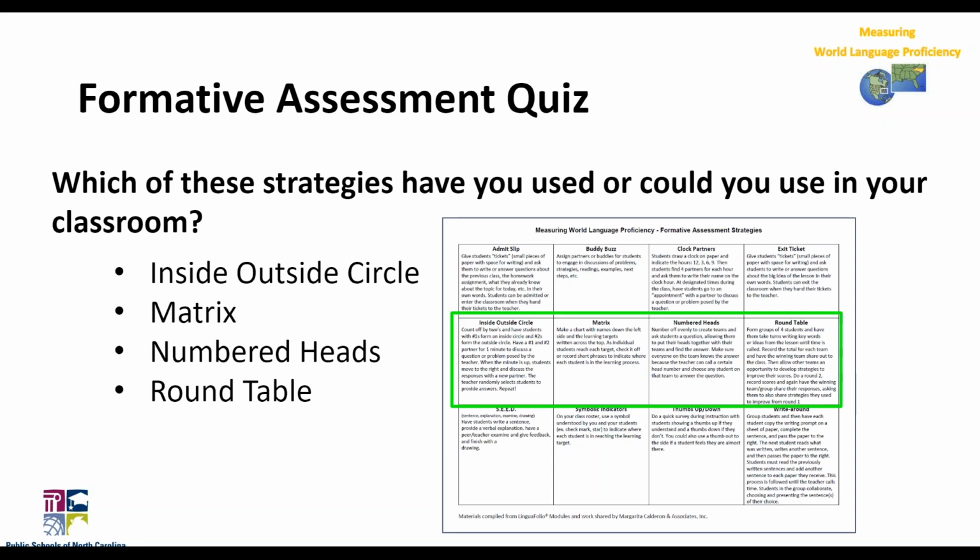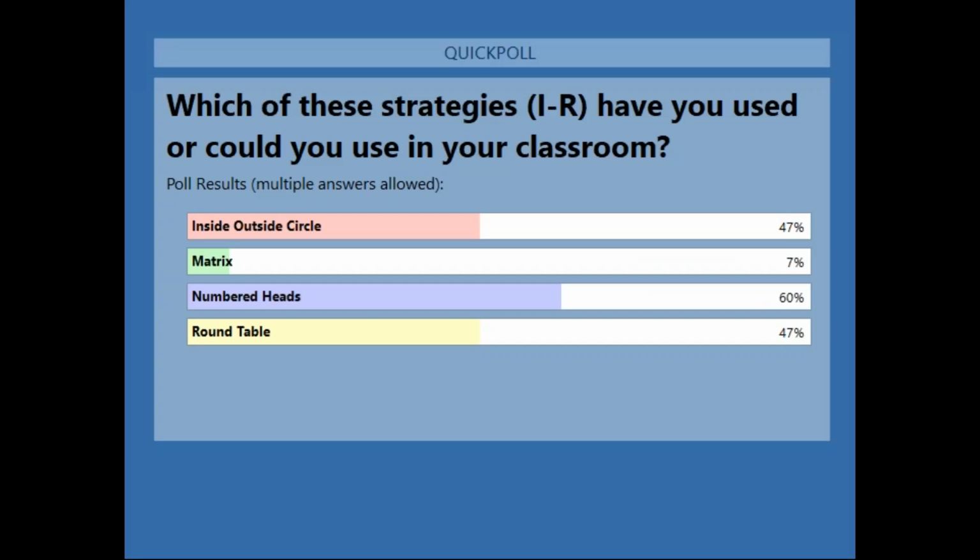Oh, I apologize. I accidentally closed the poll before I was ready to. I was going to give a bit more time, but it looks like a majority have already voted. So let me share with you what the results were. For these 4 assessment strategies, over half the folks have used numbered heads or some version of numbered heads. We also have almost half who've used inside-outside circle. And inside-outside circle can be a really good way to work on interpersonal skills, of course, in a language learning classroom, but you can work on a number of other things too. We also had a lot of people who've used round table and a few who've used matrix. So let's hear about that.